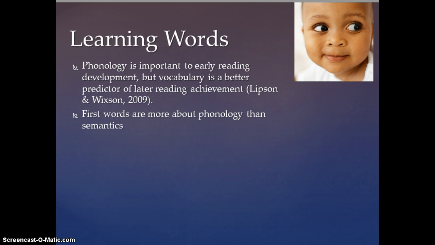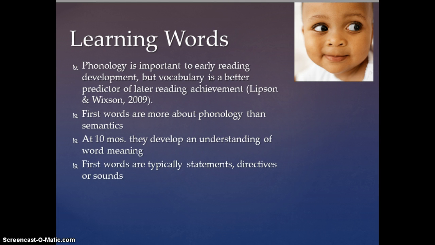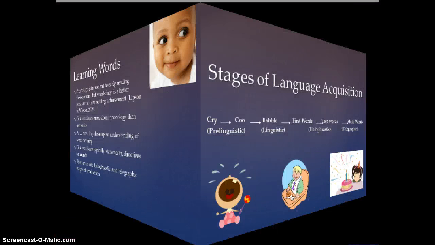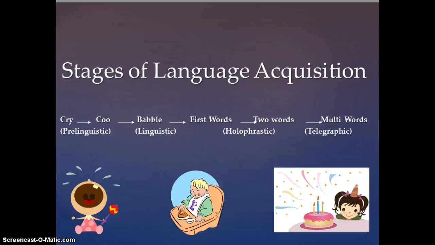So the first words that kids learn are more about phonology than about semantics, right? So at about 10 months, they start to develop an understanding of word meaning. And those first words are typically statements, directives, or sounds. So we'll look at the stages of language development in a minute, but after those initial sounds, they enter into the holophrastic and telegraphic stages of production. So again, a little throwback to your linguistics class, or if you took 536 with me, this should look familiar.